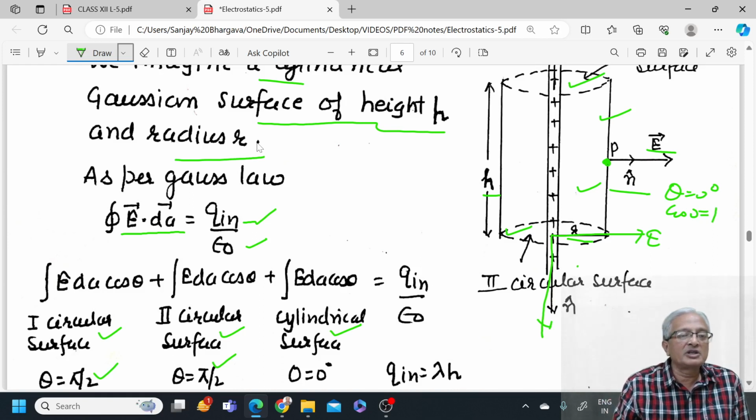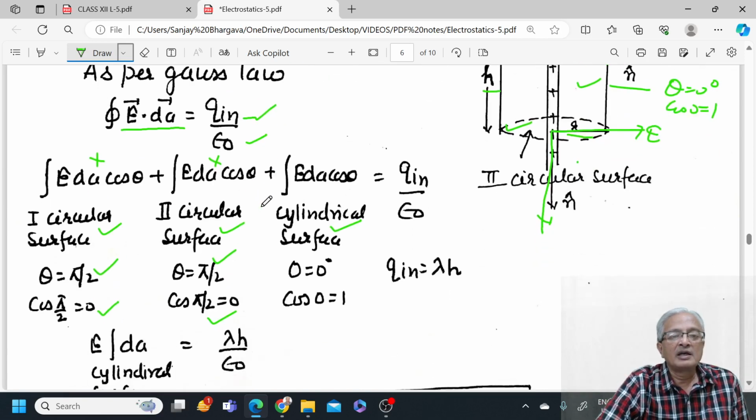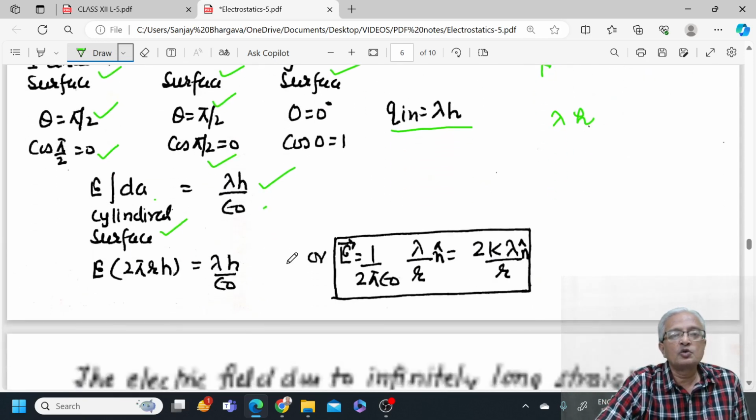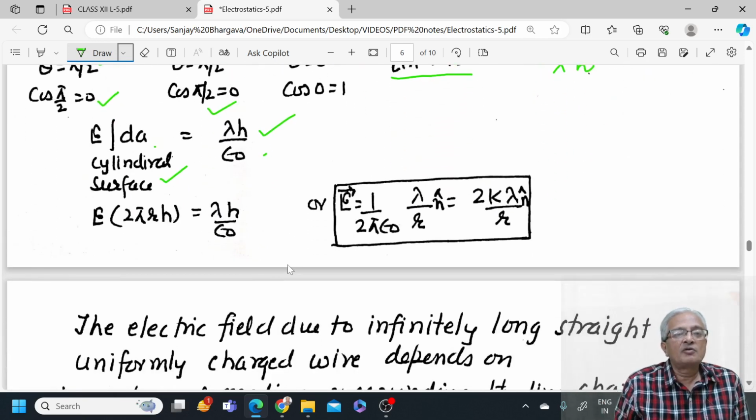So the first integration here vanishes, second vanishes, and on the third one we can write E dA over the cylindrical surface. Then what would be the value of the charge inside the closed surface? Because lambda is the charge density and h is the height, the total charge inside the closed surface would be lambda times h. So E integration dA over the entire cylindrical surface must be equal to lambda h upon epsilon 0. Now what is the surface area of the cylinder? 2 pi rh. So integration dA would be equal to the surface area of the cylinder, 2 pi rh. So this h cancels on both the sides.